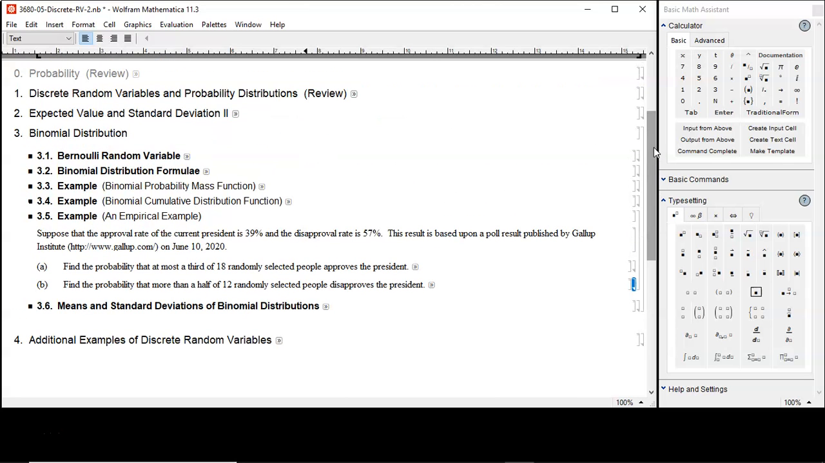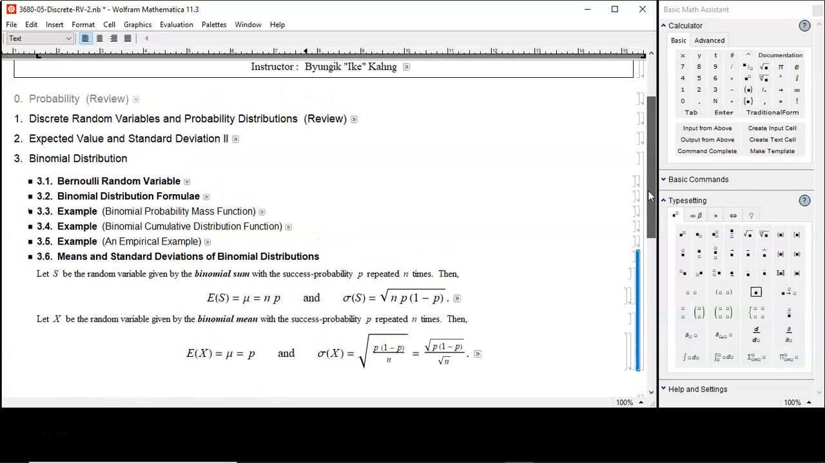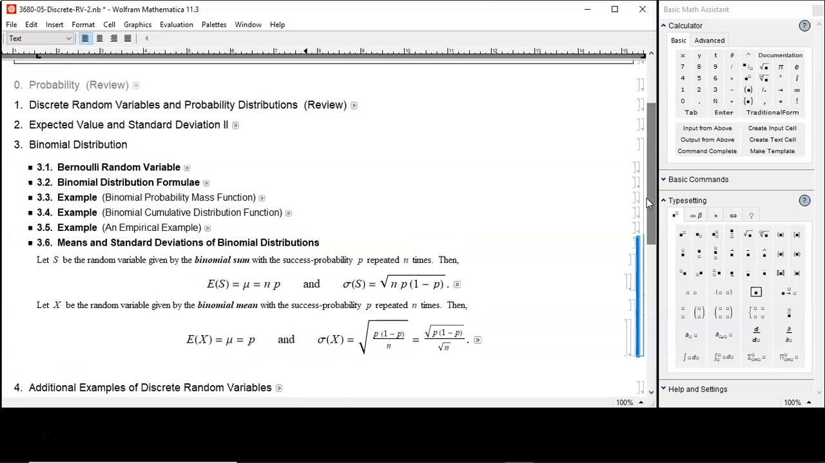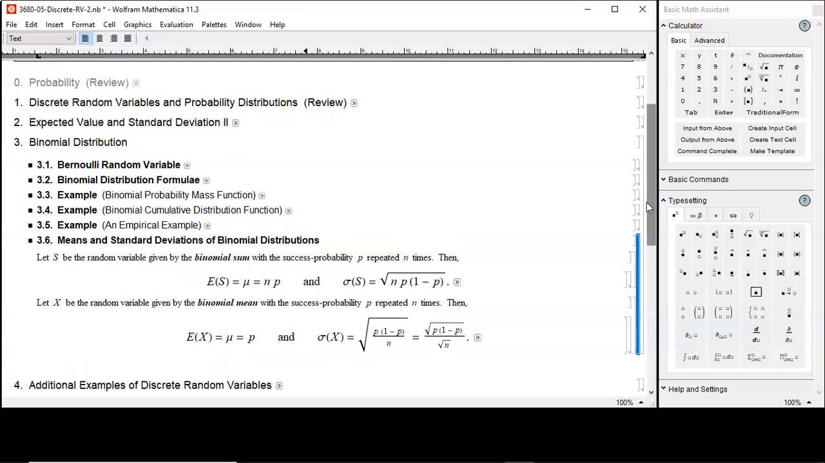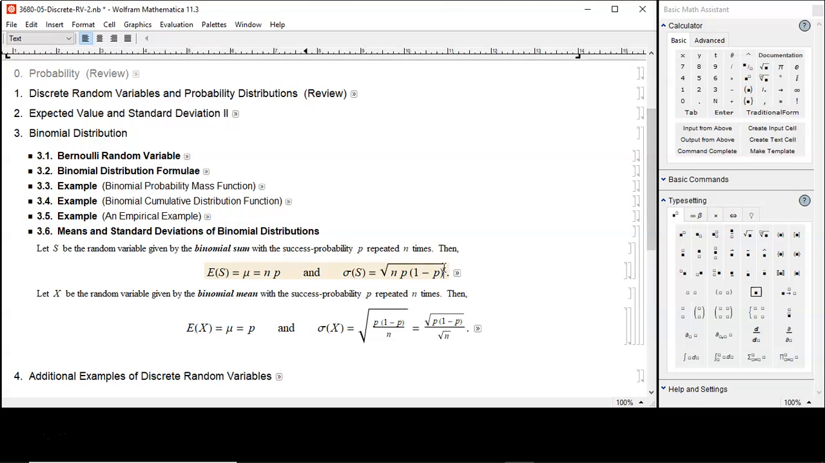Okay, all done except one final formula here: means and standard deviations of binomial distribution. And what can I say? These are just formulas, and you'll simply have to memorize them. We cannot deduce those at this level because we'll have to use multivariable calculus here. So I'm not going to attempt proving any of these. I'll just leave those as formulas.